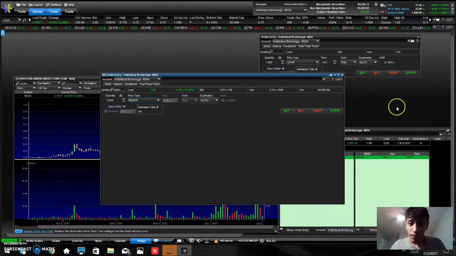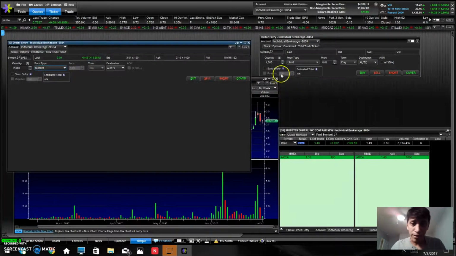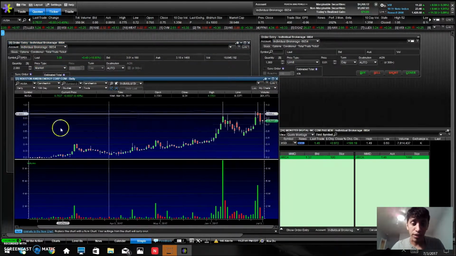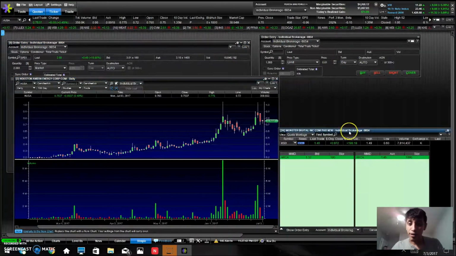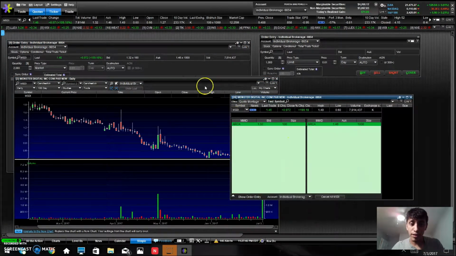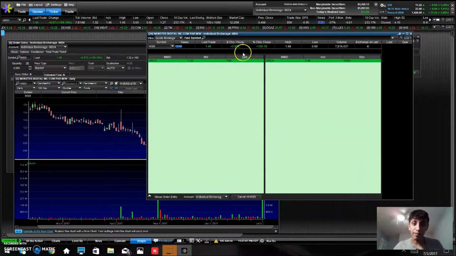Alrighty, so let me just go more into depth about this. You got an order entry. You got yourself the chart here. These are Level 2s, which basically explain the sellers and the buyers. The buyers are going to be on this side. The sellers are going to be on this side. The sellers are going to tell you what they're trying to sell it at. These people are going to tell you what they're trying to buy it at.